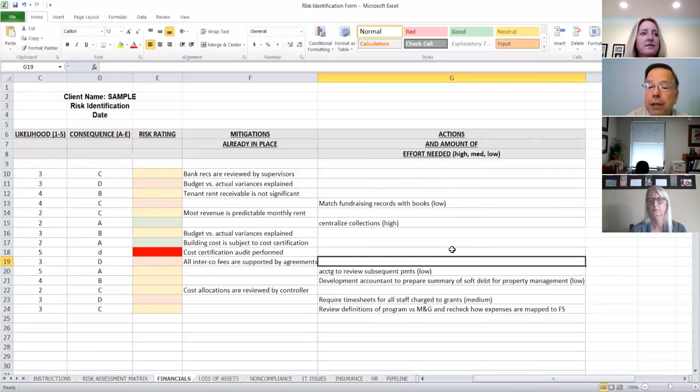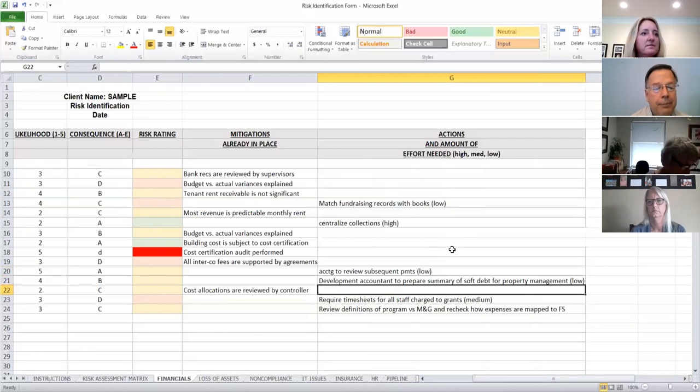But the one about matching the fundraising records, that's kind of a low effort. That's just asking for the report and giving it to whoever's in the accounting department and in charge of the contribution revenue and say, do these numbers reconcile and why not? So anyway, I think you get the idea of how the form is designed.